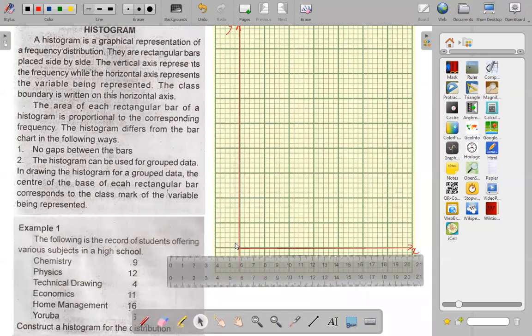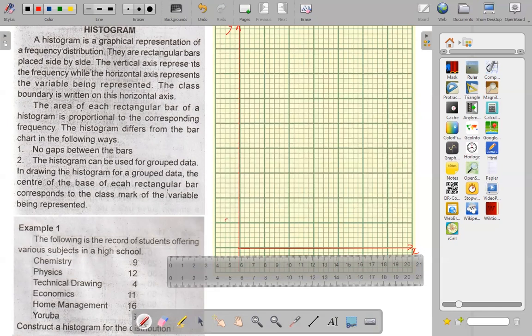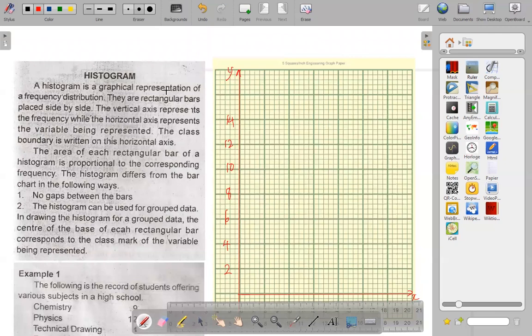So let's use 2 centimeter to 2 units, to see whether it will be enough. We have up to 16 here, home management 16. Here is 2, here will be 4, here will be 6, here will be 8, 10, 12, 14 to be enough. 2, 4, 6, 8, 10, 12, 14, and lastly 16.